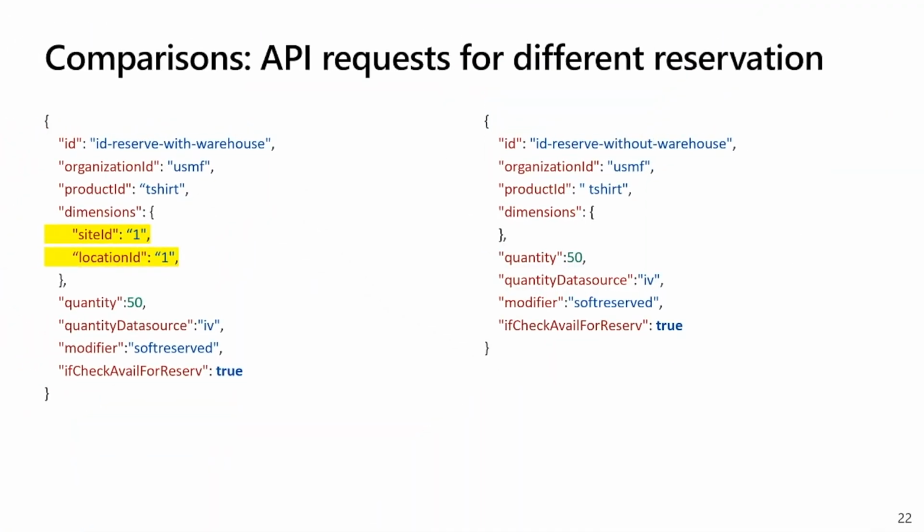So what is the difference in terms of the API requests when we are making soft reservations with and without warehouses? We can see from this page that the other fields are identical, except for the dimensions field. If we are trying to make reservations without site and location ID, we simply do not specify them. We exclude them from our requests.